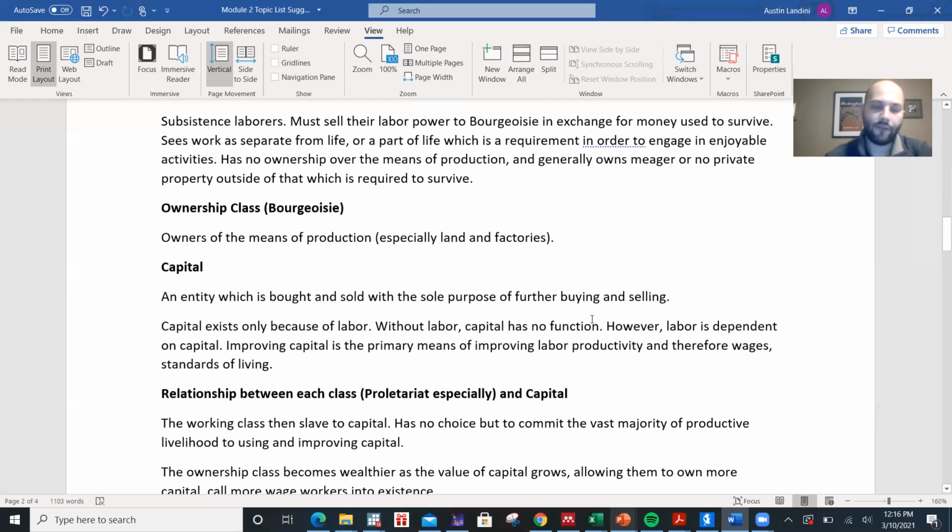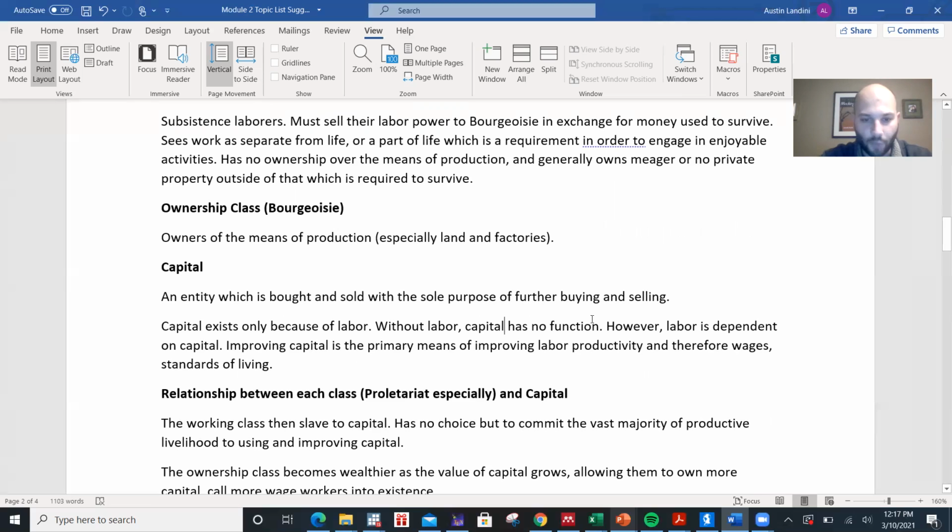All right, we have this Marxian definition of capital, which is sort of an abstract definition. Capital is just an entity which is bought and sold with the sole purpose of further buying and selling. So in class, I gave the example of a coffee machine for a coffee shop. Generally, a coffee shop would buy a coffee machine with the sole purpose of producing coffees to sell on the market. Right, so capital exists only because of labor. Without labor, capital has no function. The coffee machine, without laborers to work it, doesn't produce coffee.